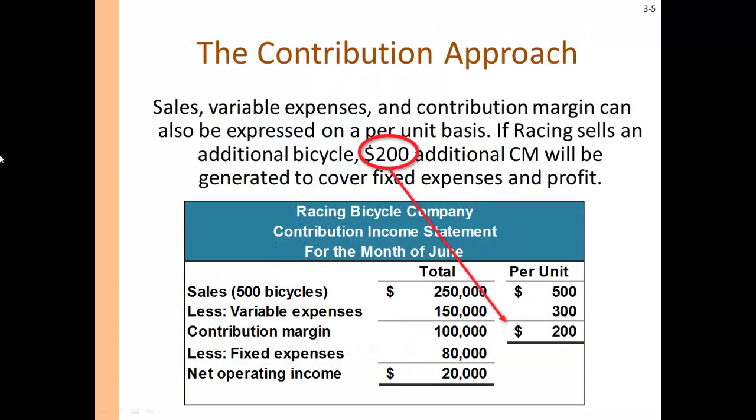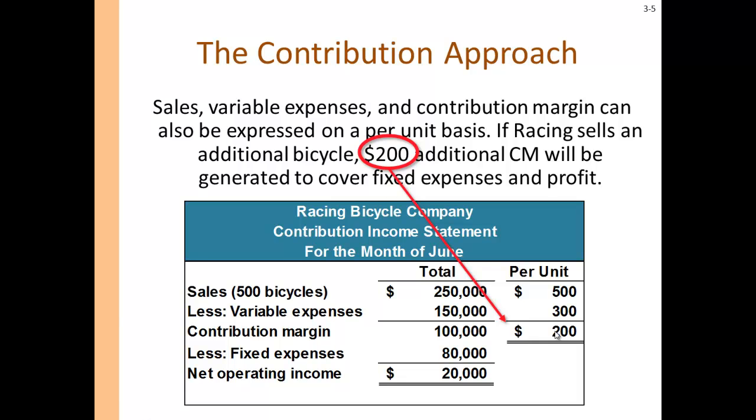The contribution approach. So sales, variable expenses, and contribution margin can also be expressed on a per unit basis. If they sell an additional bike, $200 of CM will be generated to cover fixed expenses and profit. The way we get this is we take the 250,000 and divide by 500 bicycles. That means each bike sells for $500 per unit. Then we take the $150,000 in variable expenses and we divide by 500 bicycles. That means variable expenses are $300 per unit. So therefore, each bike contributes $200 per unit.